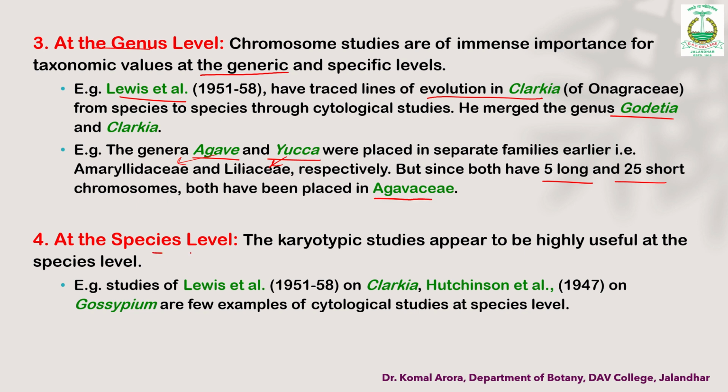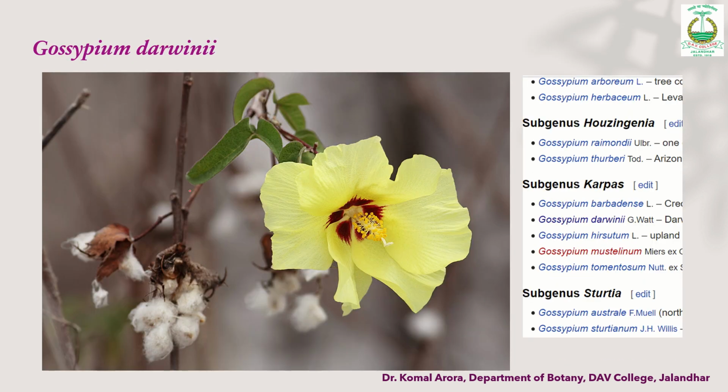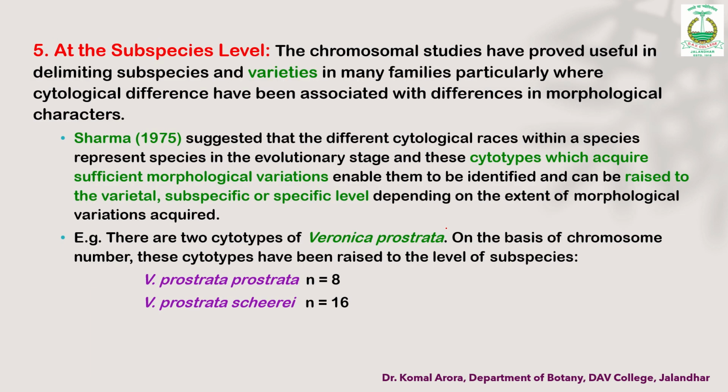Then at species level also, cytotaxonomic studies have been very important. Lewis et al. studied Clarkia, and Hutchinson et al. studied Gossypium, and they have been able to mark the different species on the basis of cytological studies. This is Clarkia. This is Gossypium. You can see a number of species are there, and these species can be easily distinguished on the basis of cytology.